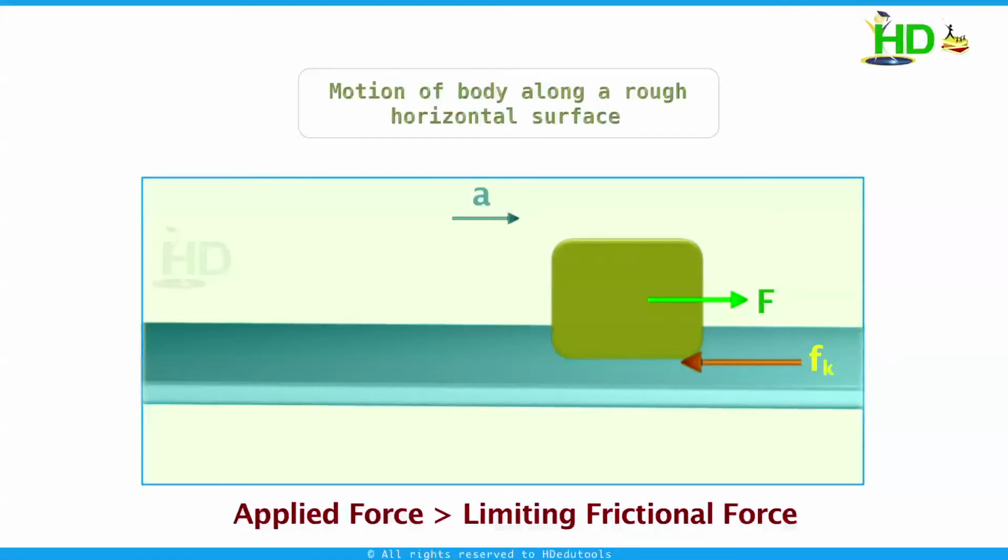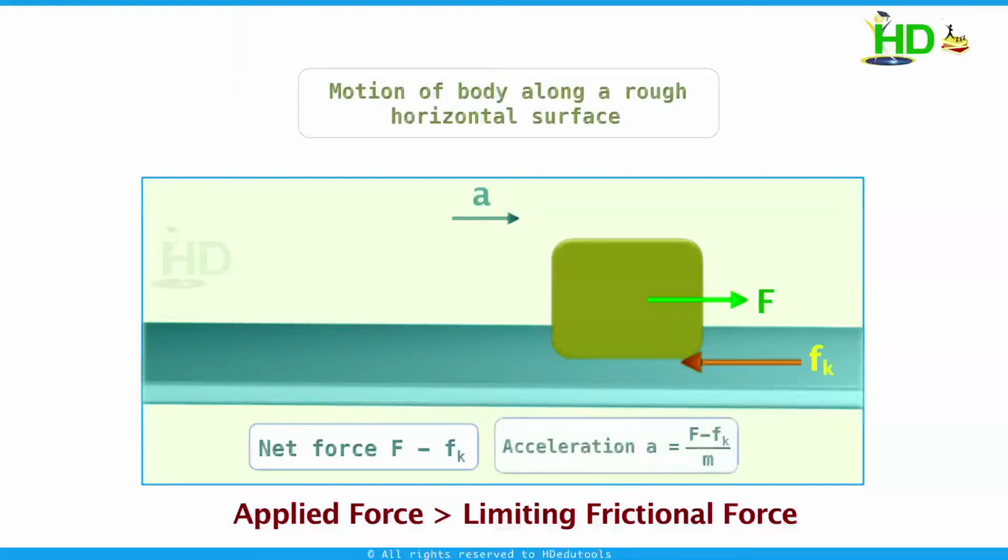Now we are considering that the body is sliding. When it is in motion, the frictional force acting between the surfaces is the kinetic frictional force. In this case, the net force acting on the body is F minus Fk. This is nothing but m into a, if the object is moving with acceleration a. Therefore, the acceleration a equals (F minus Fk) by m. This is the expression for acceleration when a body is moving on a rough horizontal surface.